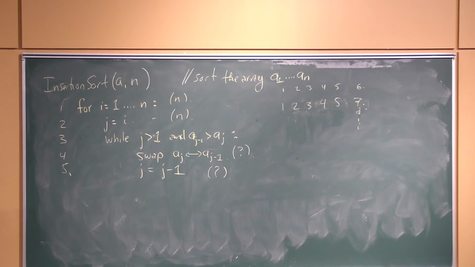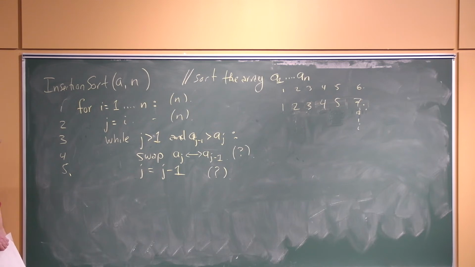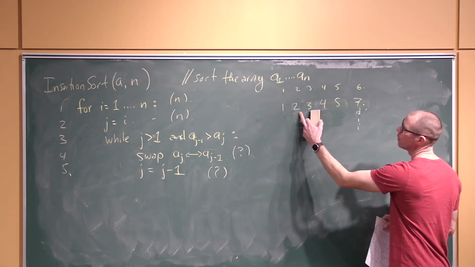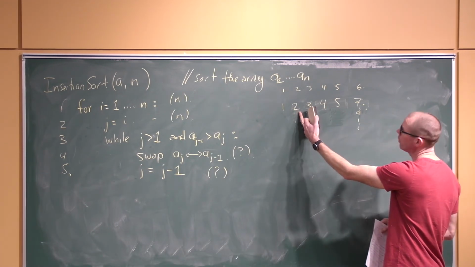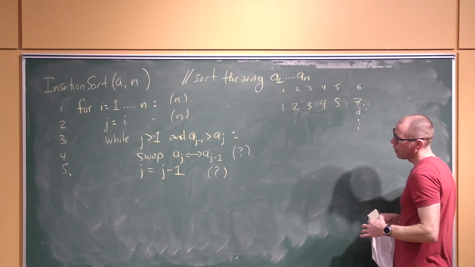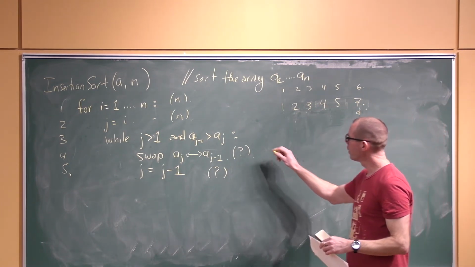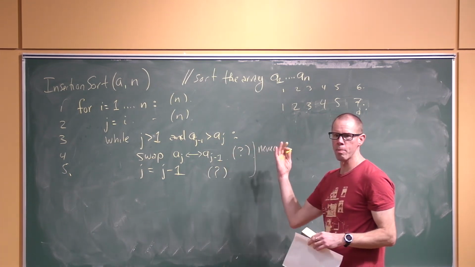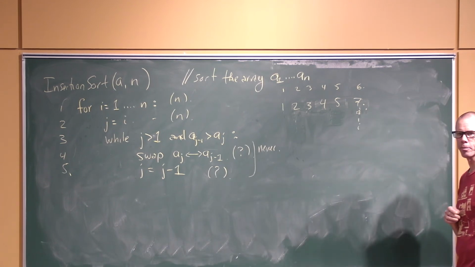So what's the best thing that could happen? What's the best kind of array I could give this where this thing would run really, really fast? If the array is already sorted, like this one, then it'll look at 1, do nothing, look at 2, realize it's already bigger than 1, do nothing, look at 3, realize it's already bigger than 2, do nothing, and so on. And in fact, for a sorted array, these things never execute. So we never need to swap anything because everything's already in the right order.